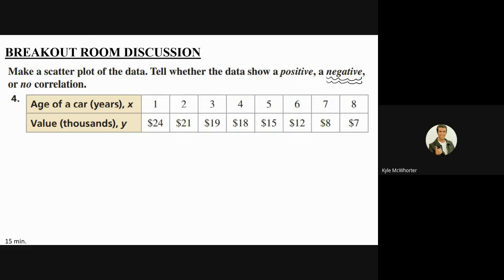So if you're ever looking at a scatter plot and you can't remember, is this going up? Is this positive? Is this negative? Try to remember that it's positive if X and Y are going in the same direction. If X is going up but Y is going down every time, then that's negative correlation.